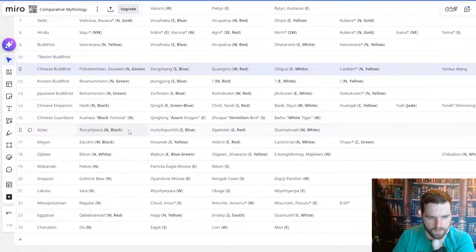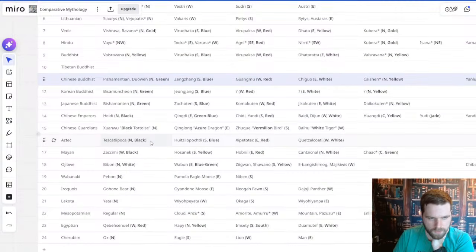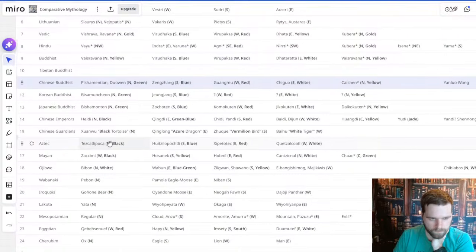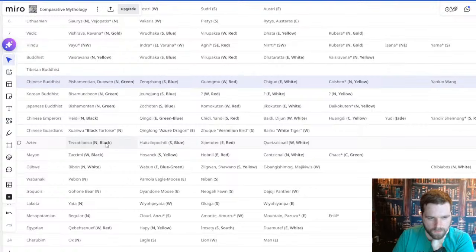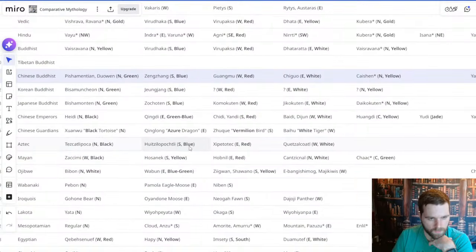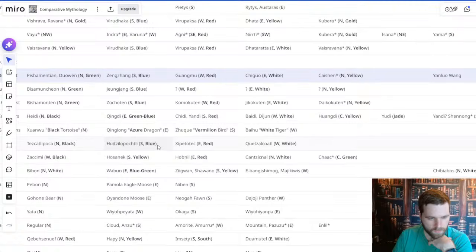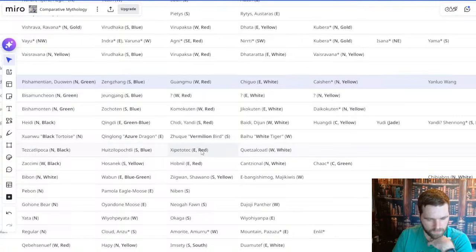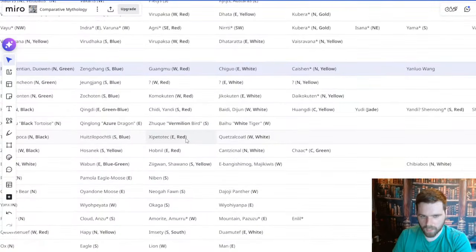With Aztec, we have a northern god associated, Tezcatlipoca, and he is black colored, so there's that similar black color of the north, like Xuanwu. Then we have Huitzilopochtli. I'm going to not pronounce these things well at all. South blue is the association. Then Xipe Totec, that's east red. And in that case, red is associated with dawn. And so that's something that happens sometimes.